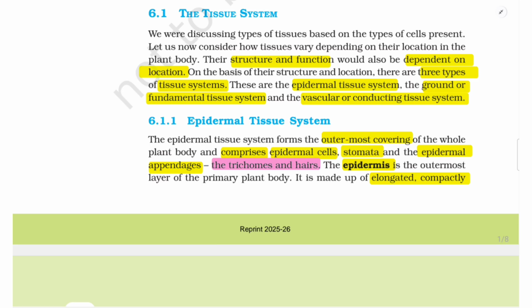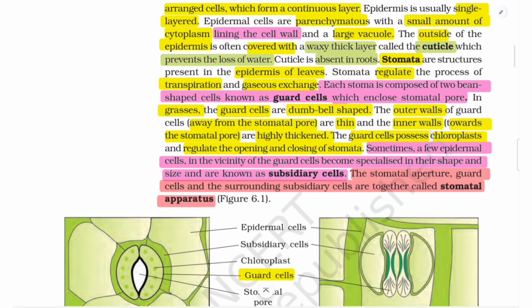6.1.1 Epidermal tissue system. The epidermal tissue system forms the outermost covering of the whole plant body and comprises epidermal cells, stomata, and the epidermal appendages, the trichomes and hairs. The epidermis is the outermost layer of the primary plant body. It is made up of elongated, compactly arranged cells which form a continuous layer. Epidermis is usually single layered. Epidermal cells are parenchymatous with a small amount of cytoplasm lining the cell wall and a large vacuole.